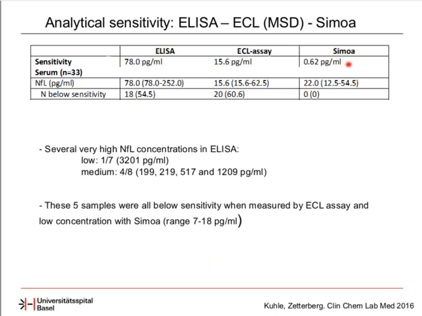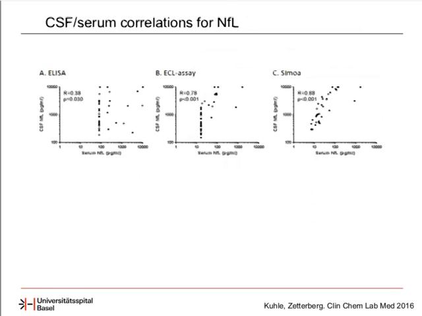And when we looked at sensitivities of these different platforms for this assay, based on acceptance criteria for calibrators, we already saw, and what was already known by Henrik's group actually, that the Simoa assay is indeed significantly more sensitive than ELISA or ECL. And interestingly, we also saw several very high NF-L concentrations in the ELISA when measuring serum samples, and these were in the supposed-to-be low or medium samples. For example, 5 samples were below sensitivity when measured by ECL or with Simoa, pointing to the problem of potentially heterophilic antibodies leading to maybe not correct measurements.